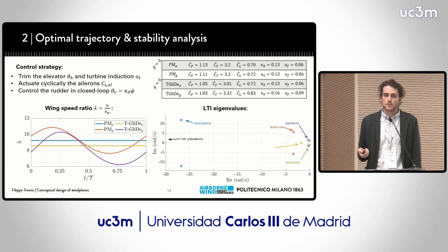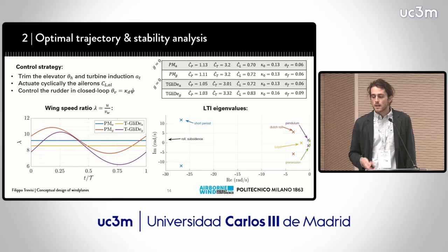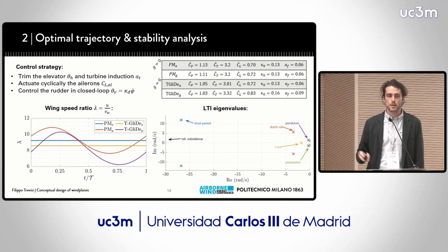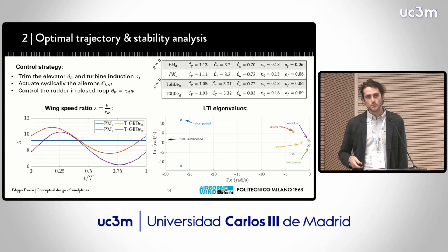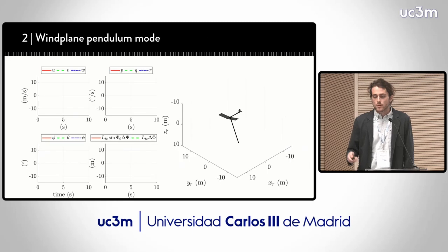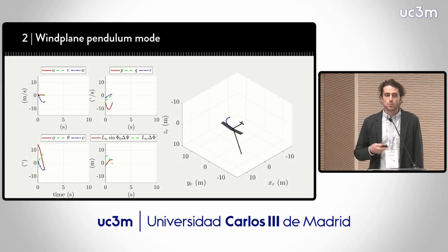Because of stability. So if you look at the LTI, then you can see if the plant is stable or not. And the eigenanalysis I'm showing here is the open loop, in which we have some modes that are really close to the imaginary axis, meaning that they are almost unstable. So the closed loop is actually to damp those modes.